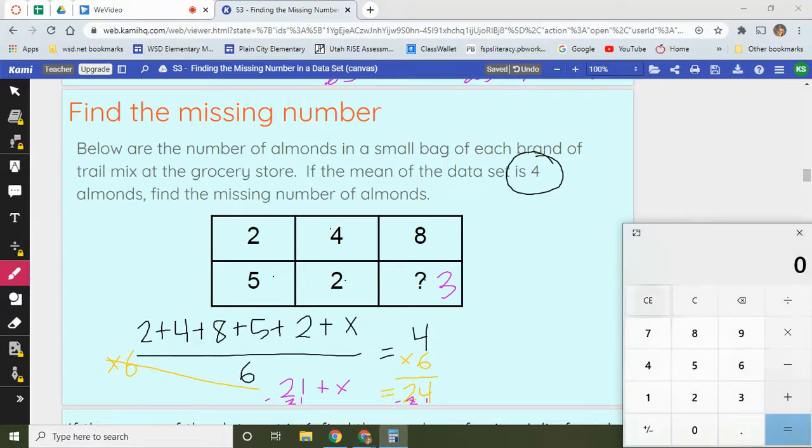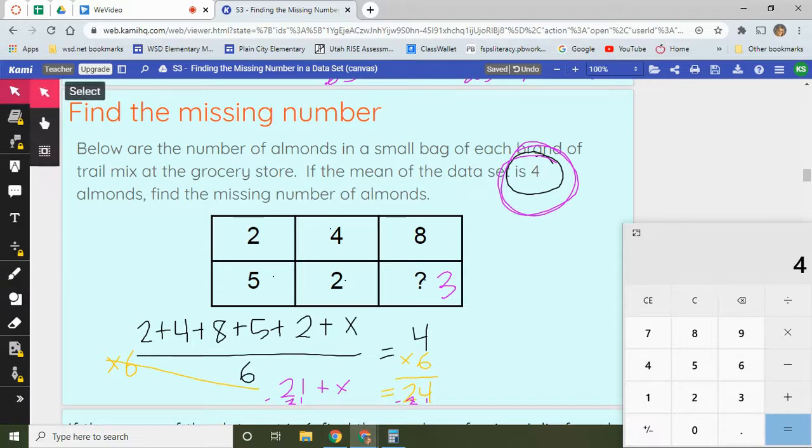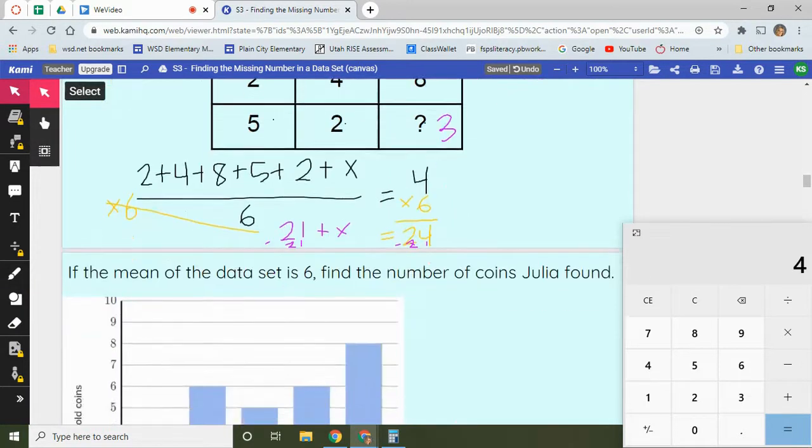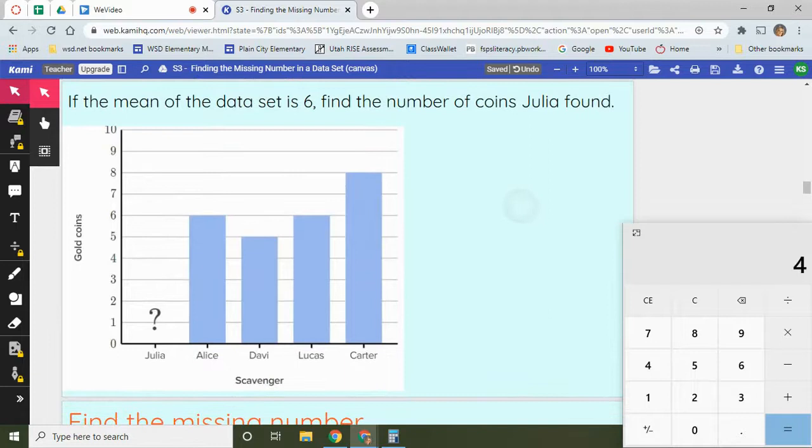Now again, don't forget to take that last second and check it. 2 plus 4 plus 8 plus 5 plus 2 plus, we're saying the missing number is 3, divided by 6 numbers, gives me a mean of 4. So hopefully this is starting to kind of click with you. Let's try another one.